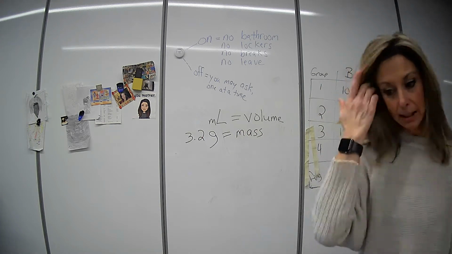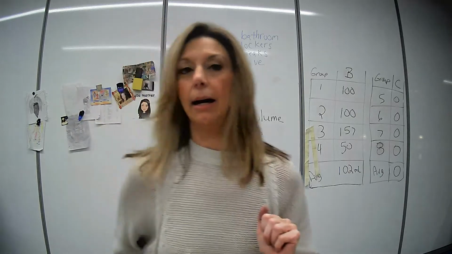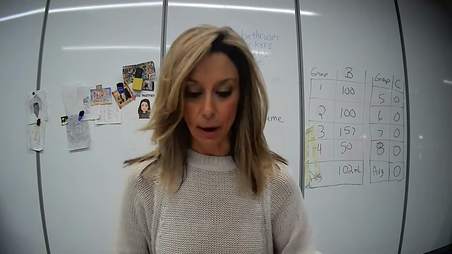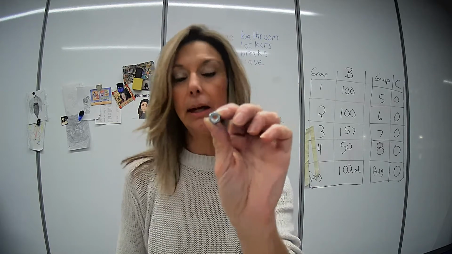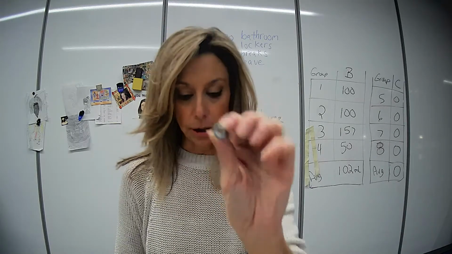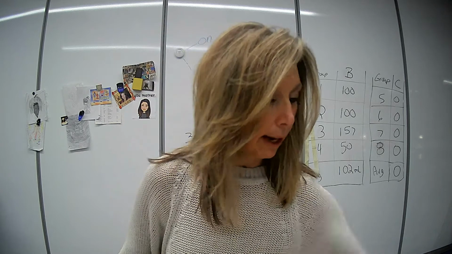Okay, so we know mass is how much stuff the object has in it. So how much matter is in this, how many particles basically would be in this little washer. That's its mass, okay? And volume is how much space it takes up, okay?